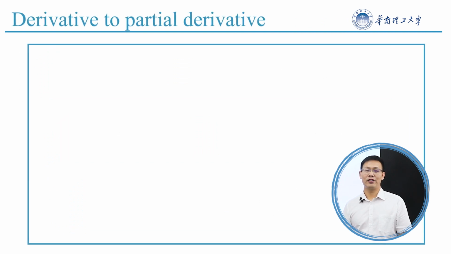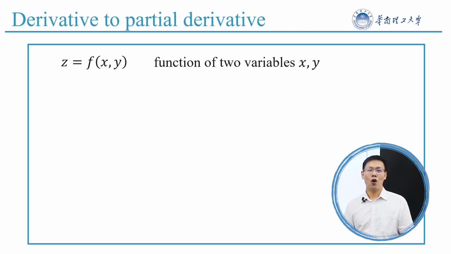For multivariate functions, we also need to discuss their rates of change. But there is more than one independent variable, and the relationship between dependent and independent variables is much more complex. We first consider the rate of change with respect to one independent variable.